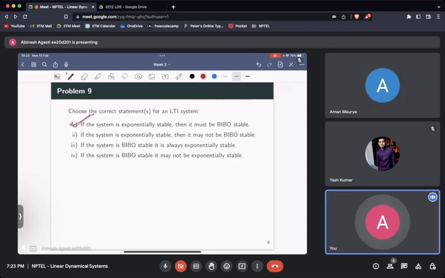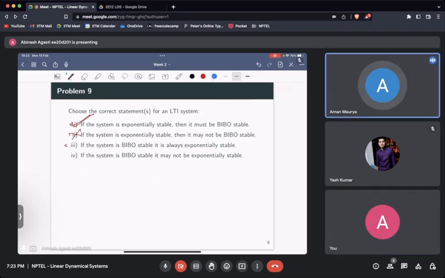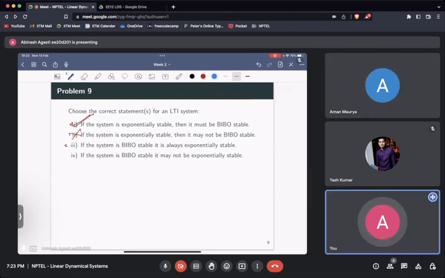Then what about the next one? This is clearly wrong. And then, if the system is BIBO stable, it is always exponentially stable. Is this relation correct? No. Give me a counterexample for this. Yes, but give an example: a system that is BIBO stable but not exponentially stable.